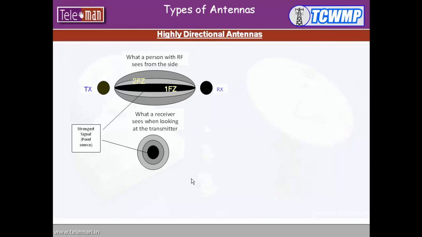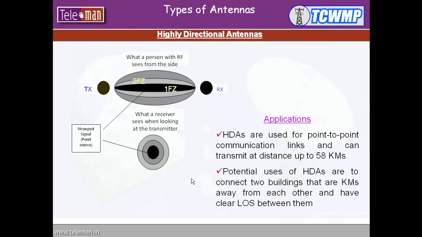Now these are highly directional antennas. Normally microwave antennas are highly directional antennas. We can observe that okay, this is our Tx, this is Rx. If I take a cross section, then this can be your Fresnel zone, first Fresnel zone, second Fresnel zone. This Fresnel zone concept is already covered. If it is not, we'll cover it in another session.